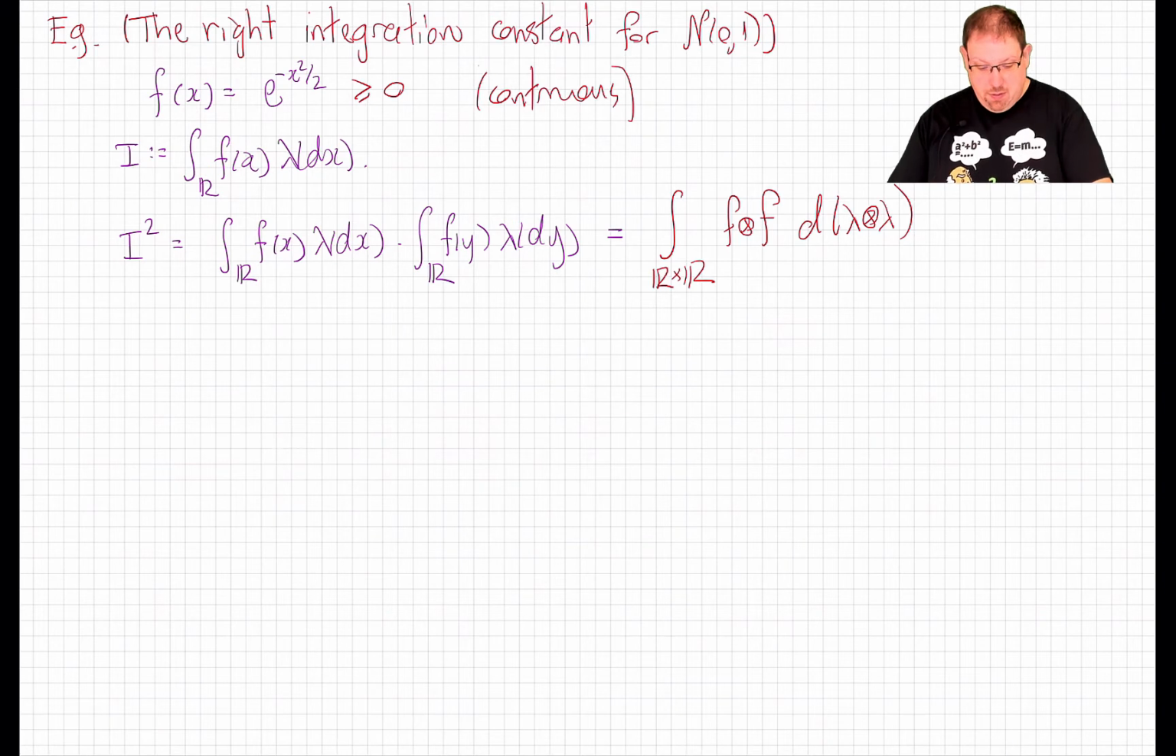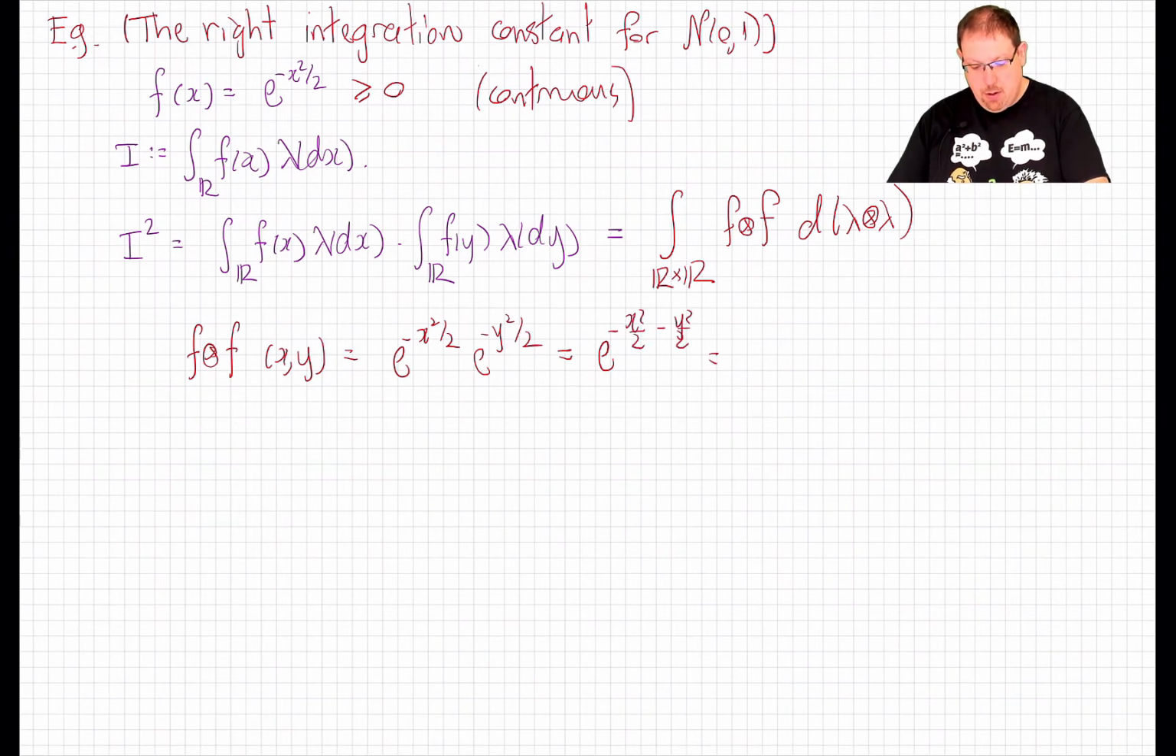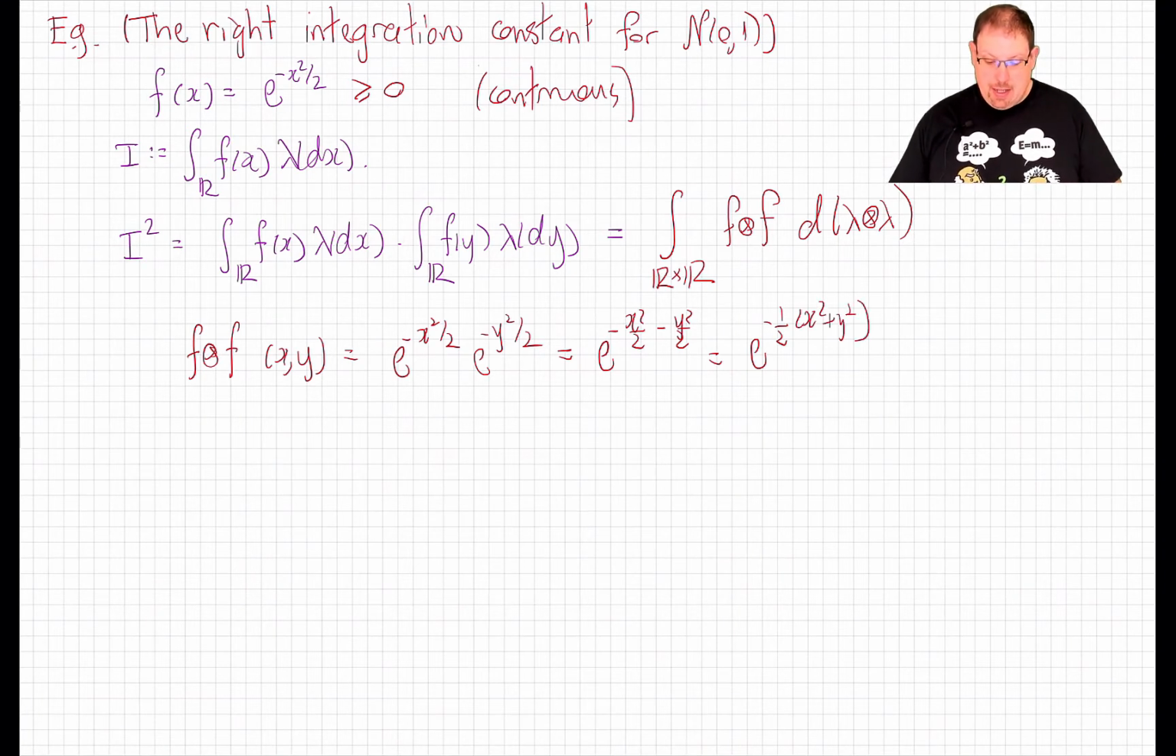Now, what is this function f tensor f? Well, it's the function that takes xy to the product f at x times f at y. But using products of exponentials, that's the same thing as e to the minus x squared over 2 minus y squared over 2, or e to the minus 1/2 of x squared plus y squared. Now the trick here is to note that that thing in the exponent has nice rotational symmetry.